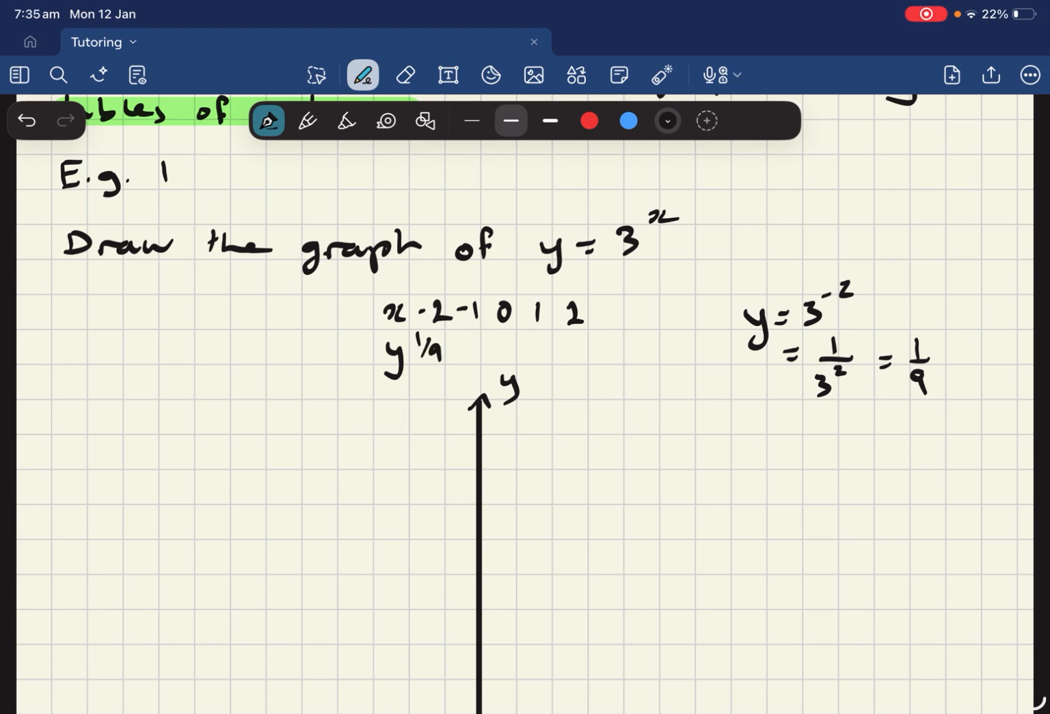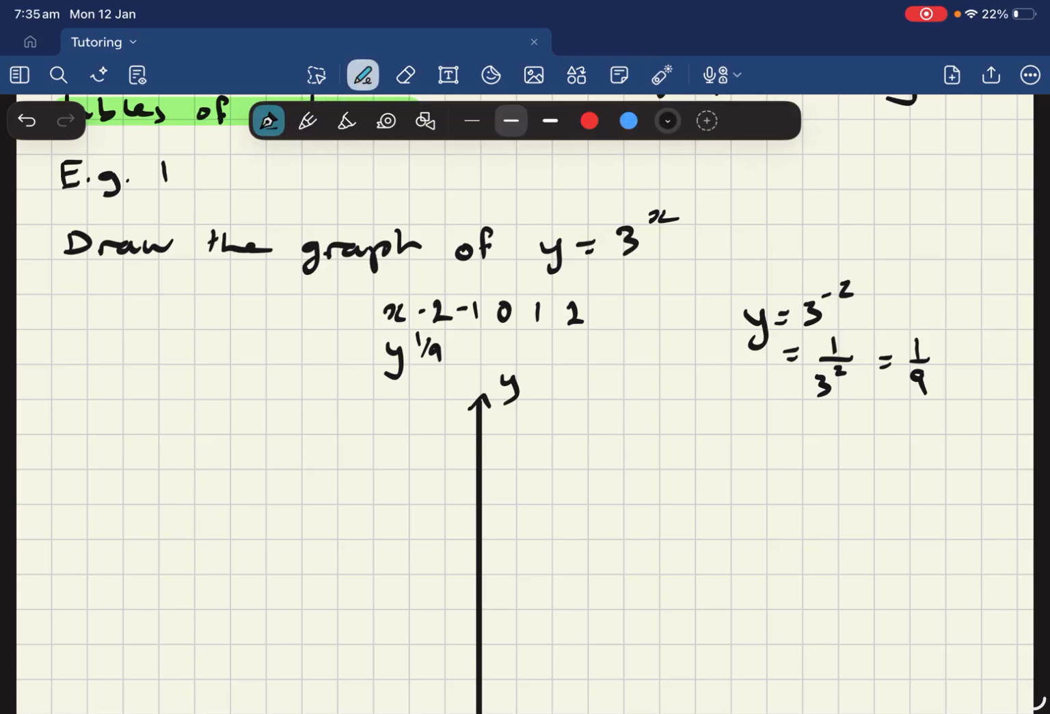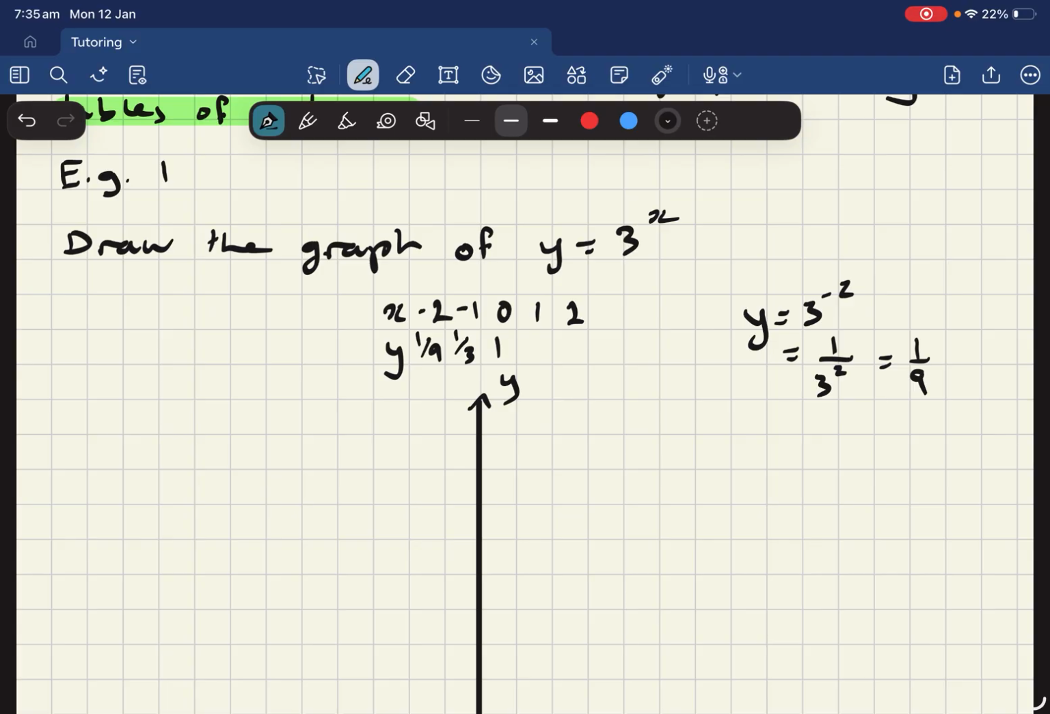Now, when I change this to -1, with 3 to the power of -1, that will give us 1 over 3 to the power of 1, which will give us 1 over 3. When I put 0 in as the power, that's just going to give me 1 back. When I put 1 as the power, it's going to give me 3. And when I put 2 as the power, 3 squared gives me 9. So I have a few values that I can work with.